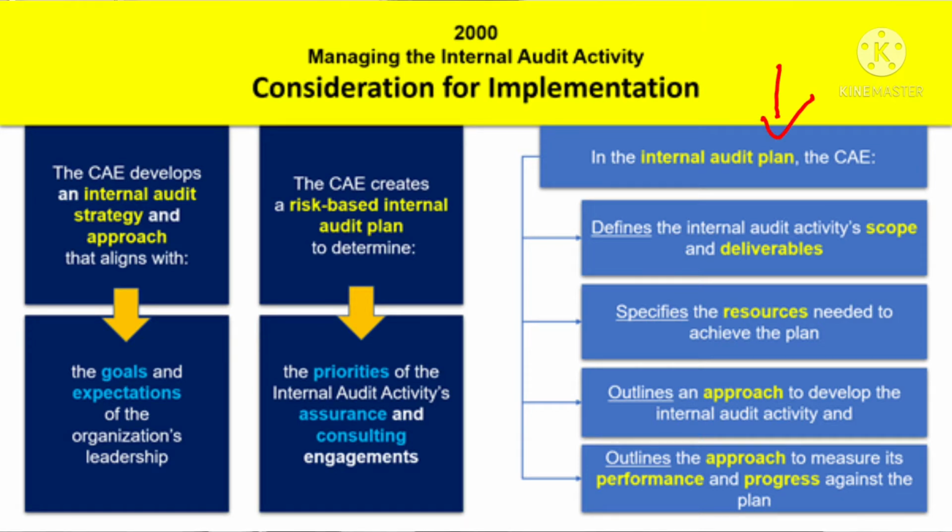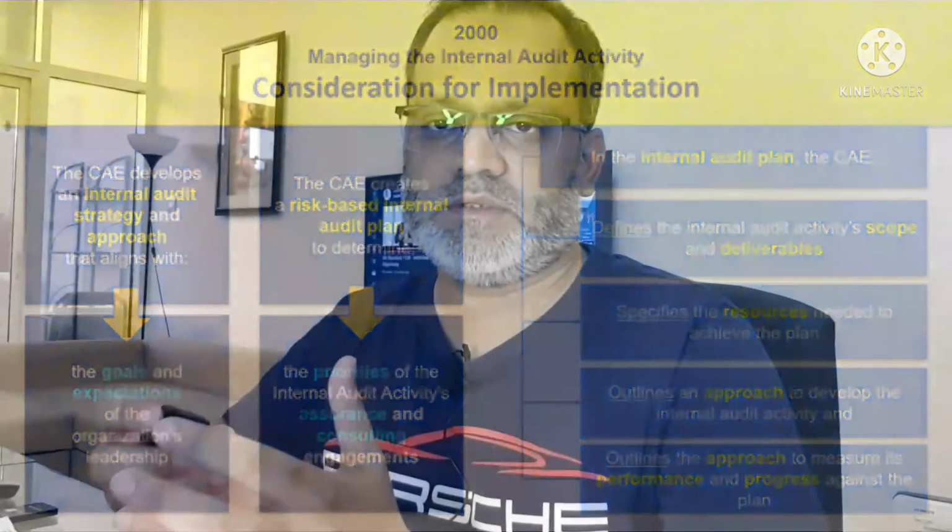In the internal audit plan, the chief audit executive typically defines the internal audit activity's scope and deliverables, and specifies the resources required to achieve the plan, and also outlines an approach to develop the internal audit activity, and to measure the performance and progress against the plan.